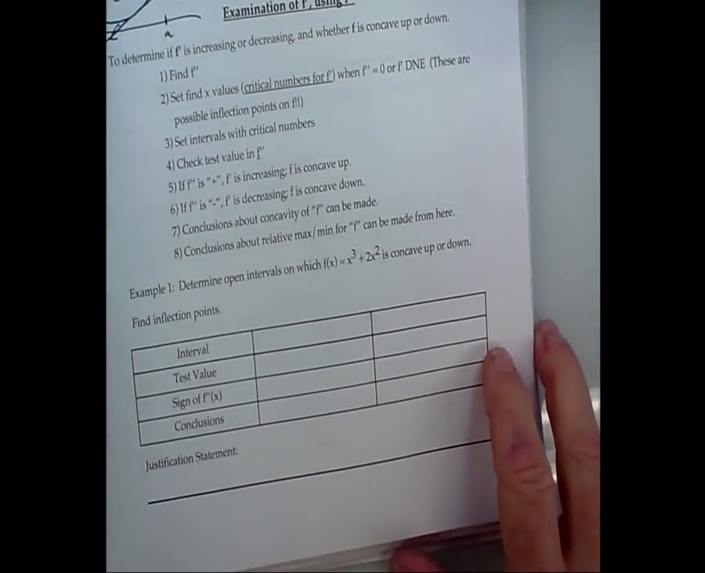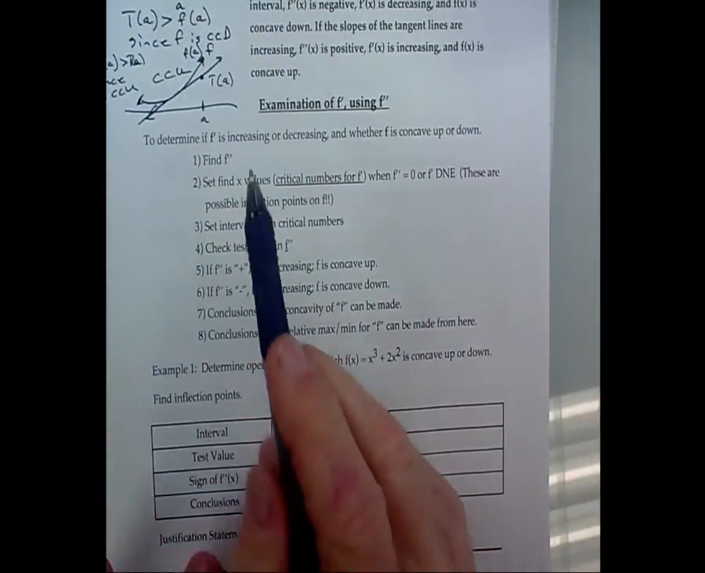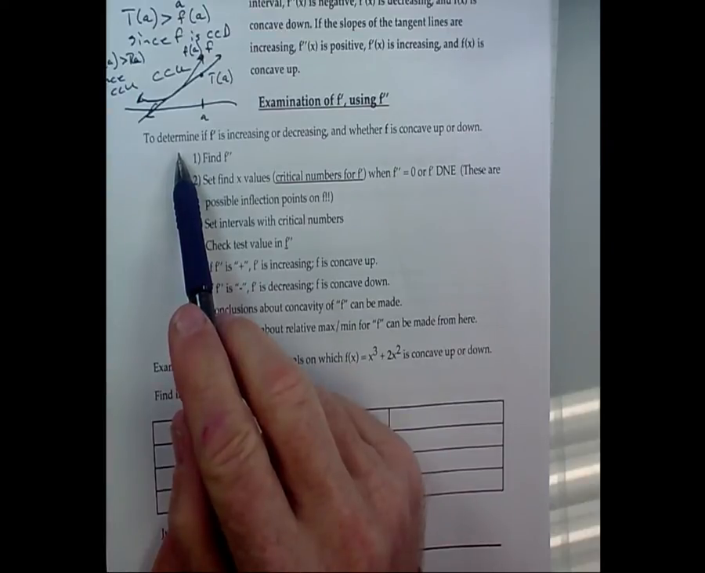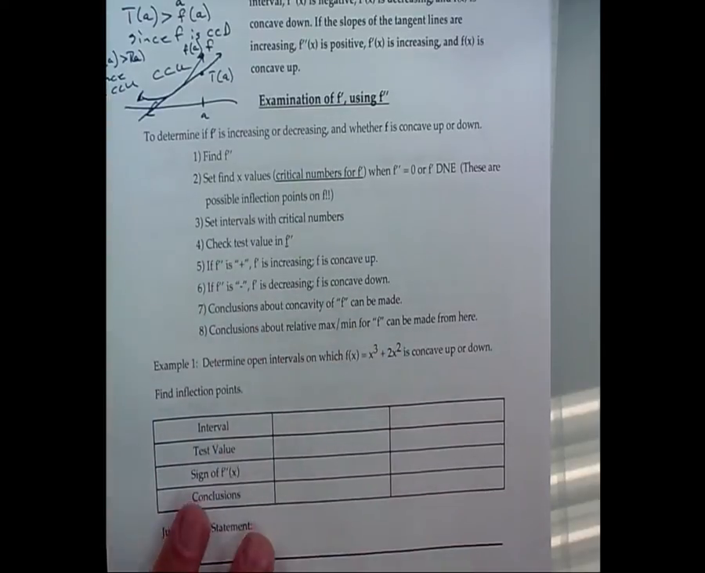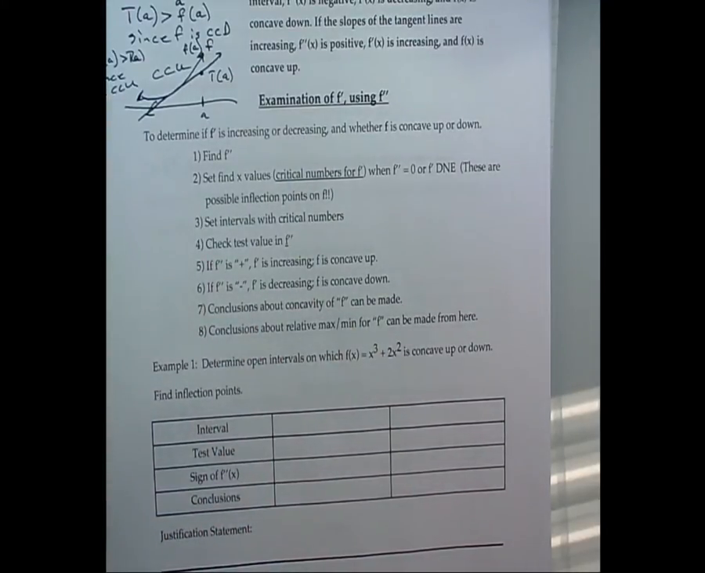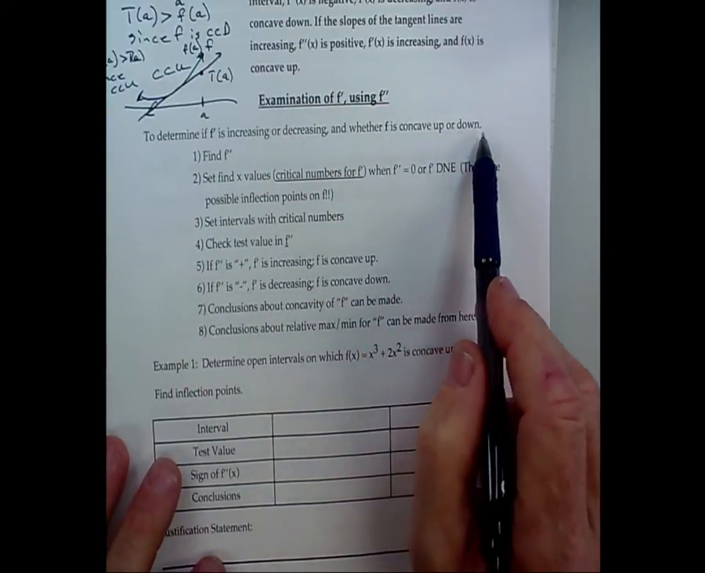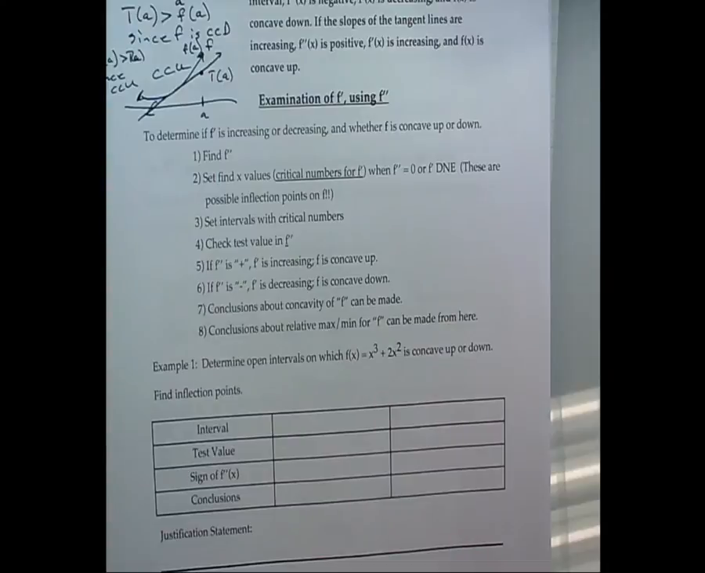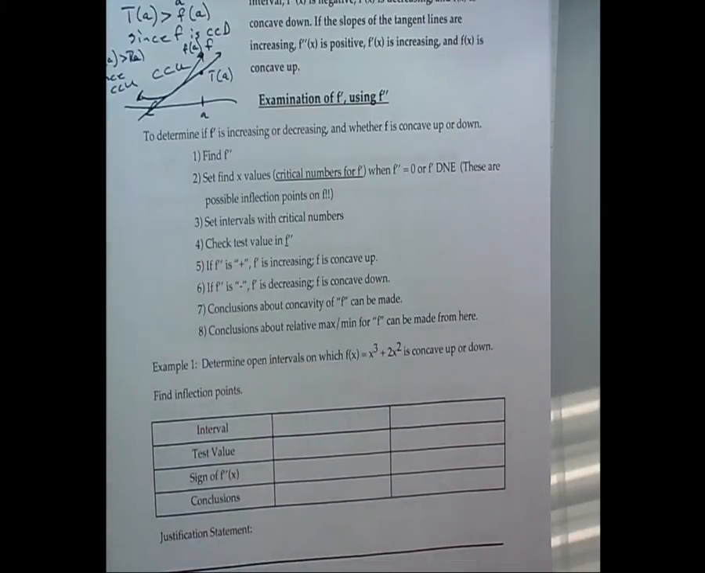Here is what's called the second derivative test. To determine if the first derivative is increasing or decreasing, correct? That's one of the things. Or whether f is concave up or down. These are the steps. We find the second derivative. We set the second derivative equal to 0 to find x values that make the second derivative 0.